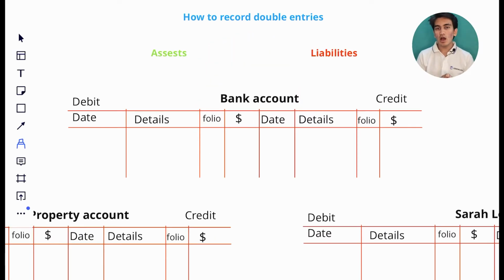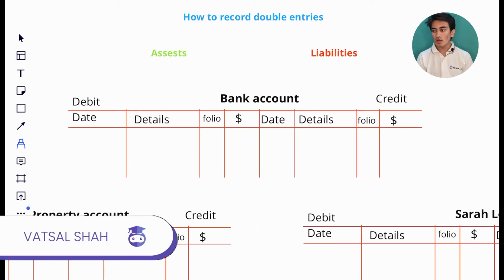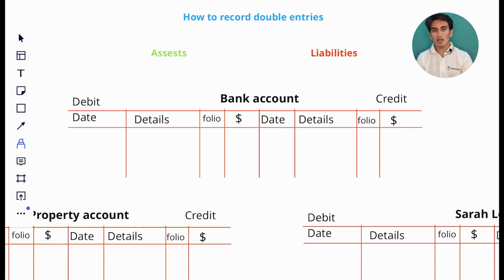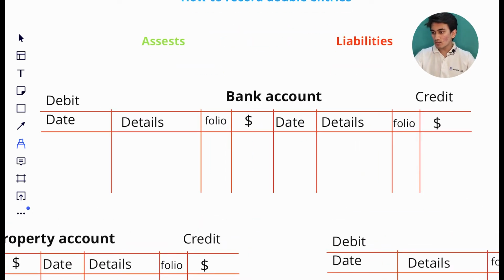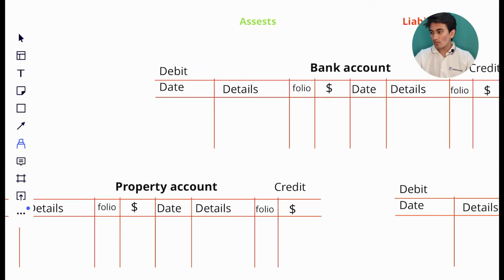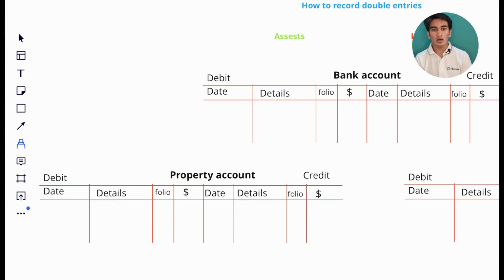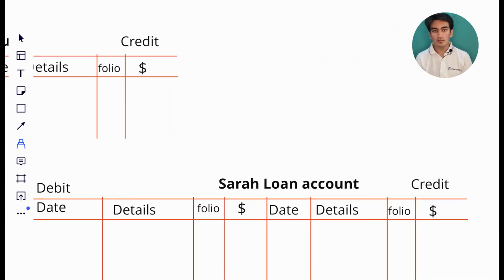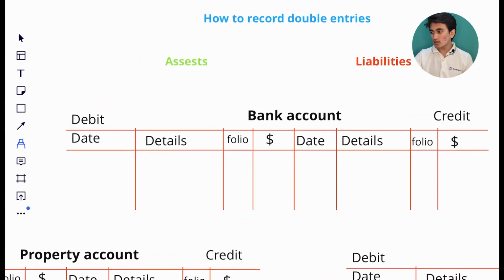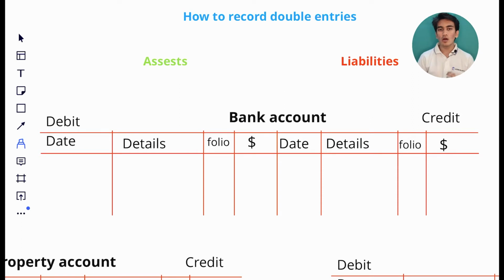So now let's look at how to record double entries for assets and liabilities. I'll have three accounts made over here. I firstly have my bank account, then I have my property account, which is an asset, and over here I have my liabilities account, which is Sarah loan account. So let's look at two transactions to understand how we record double entries for assets and liabilities.